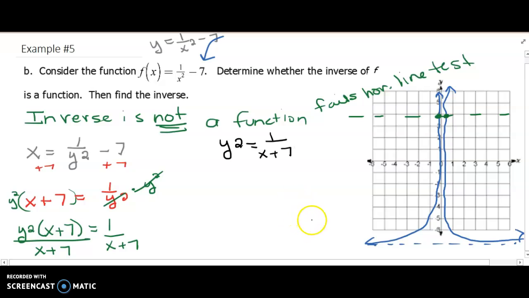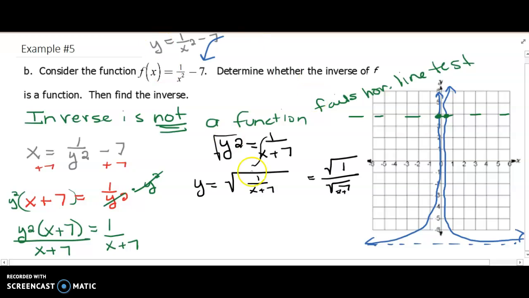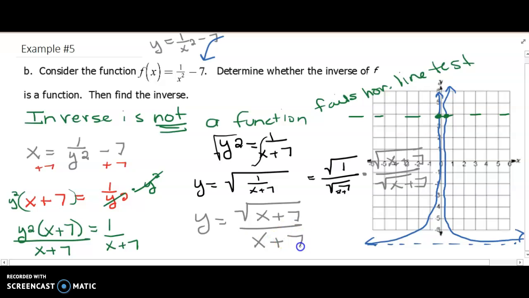Okay, now I want to get y by itself, so I square root both sides. So y equals the square root of 1 over x plus 7. Oh, x plus 7, sorry. Okay, now I need to rationalize the denominator. So multiply by the square root of x plus 7 over the square root of x plus 7. I'm left with y equals the square root of x plus 7 over x plus 7.